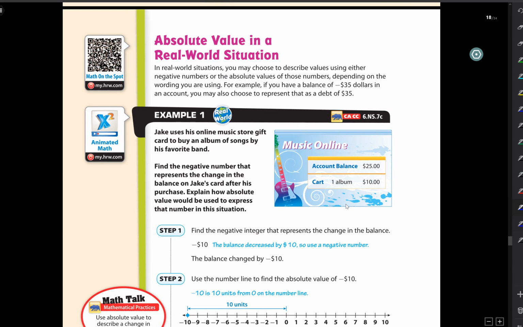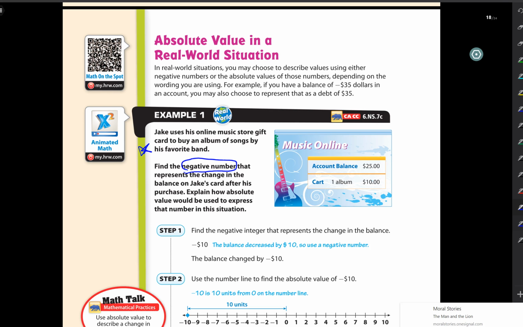And now we're going to look at a real-world scenario. Jake uses his online music gift card to buy an album of songs by his favorite band. Find the negative number that represents the change in the balance on Jake's card after his purchase. Explain how absolute value would be used to express that number in this situation. So step 1, find the negative integer that represents the change in the balance.